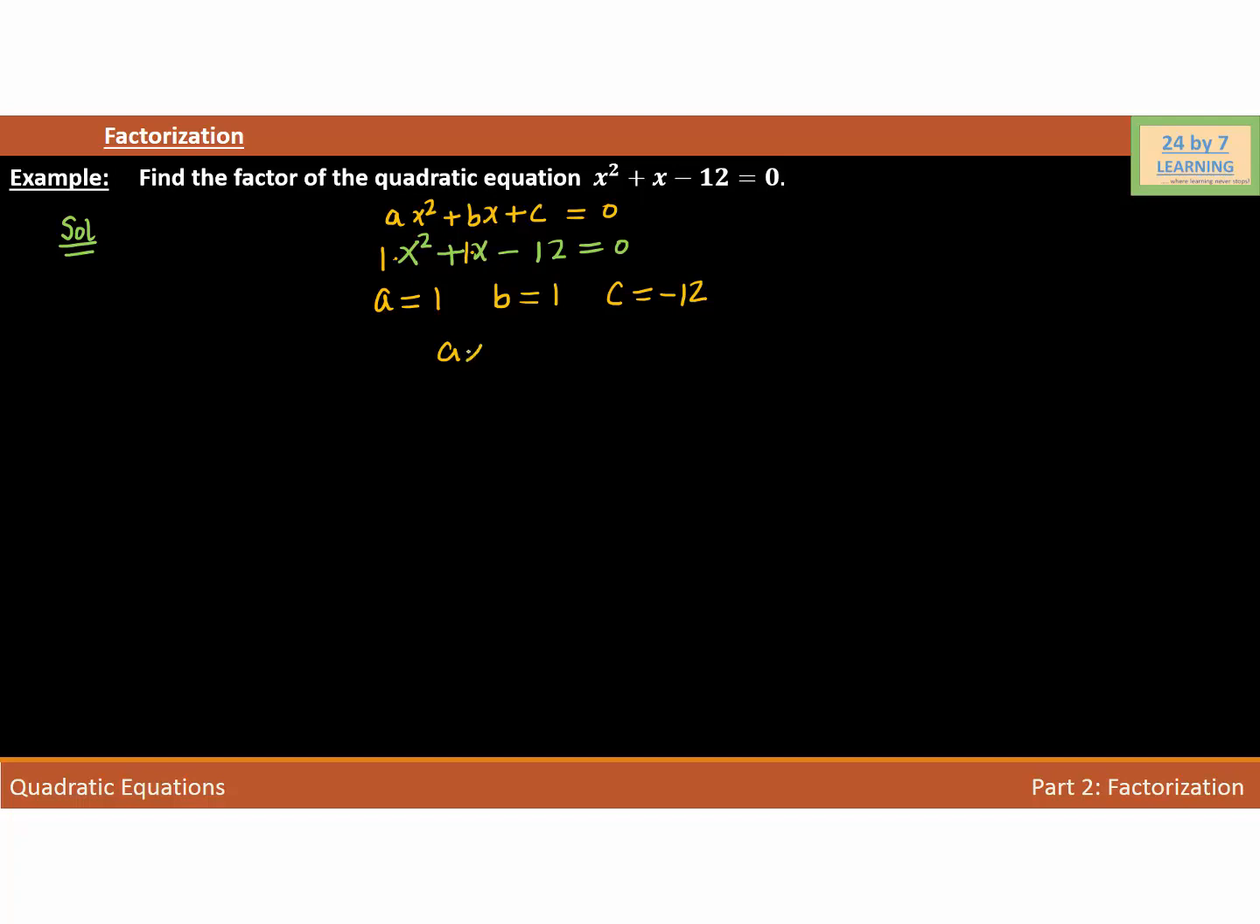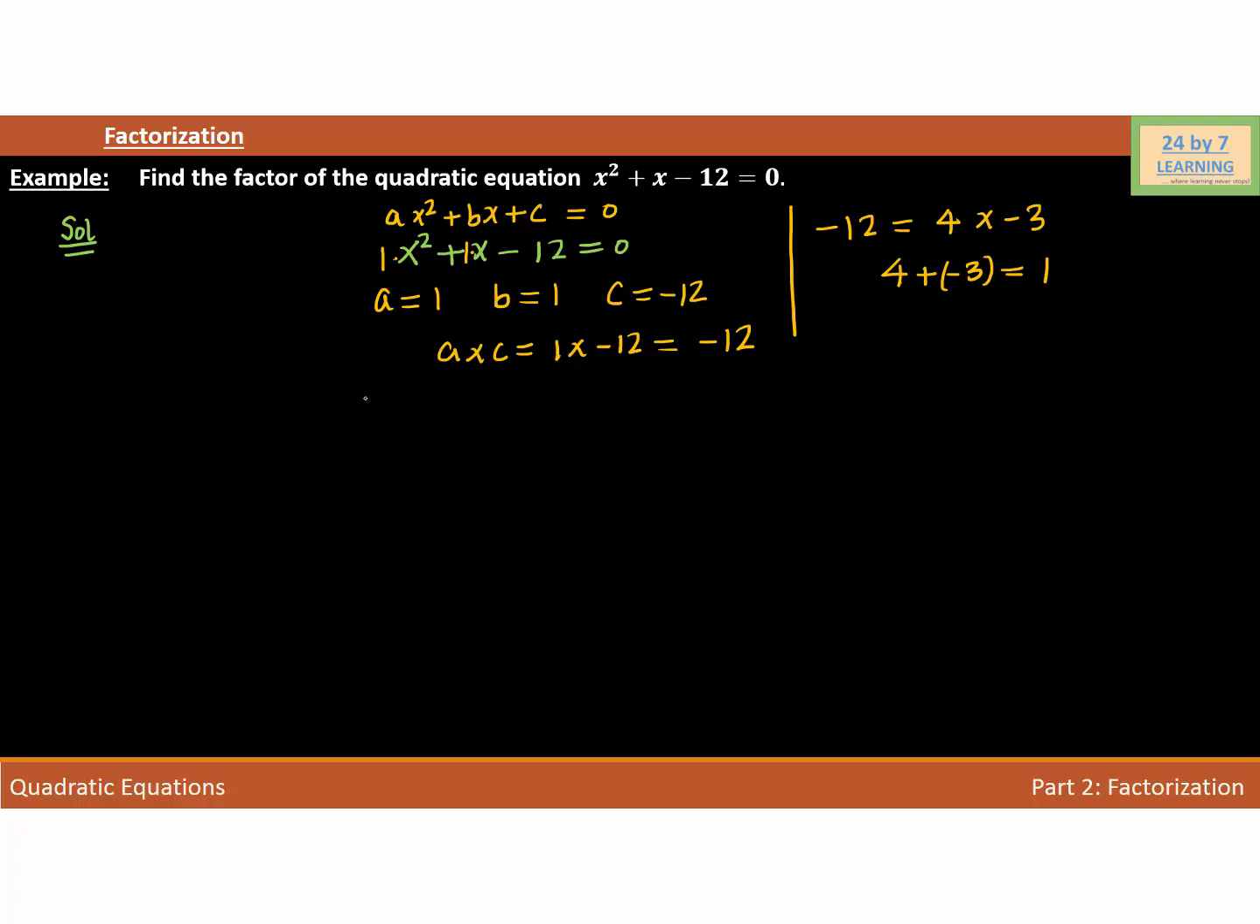Now what I'm going to do, I'm going to multiply a and c. So if I multiply a times c, I will get 1 times negative 12, and 1 times negative 12 is equal to negative 12. So basically what we need to do, we need to find the factors where when we add, we should get 1x, and when we multiply, we should get negative 12. Now let's write all the factors of negative 12. So I can write negative 12 as 4 times negative 3, and if I add 4 plus negative 3, that is basically equal to 1. So as you can see, I can take 4 and negative 3 as my factors.